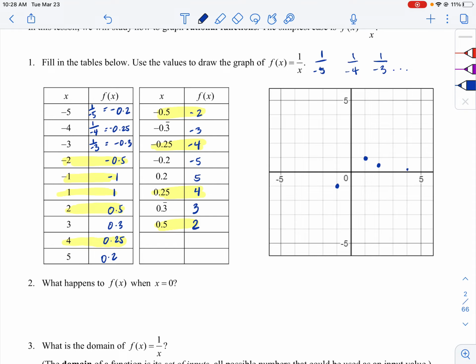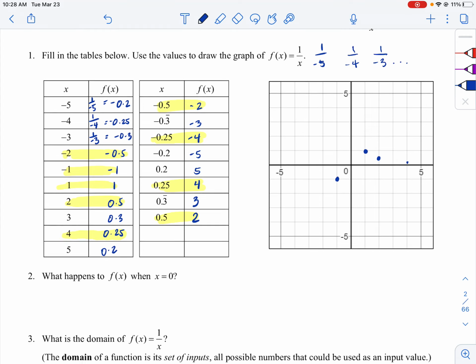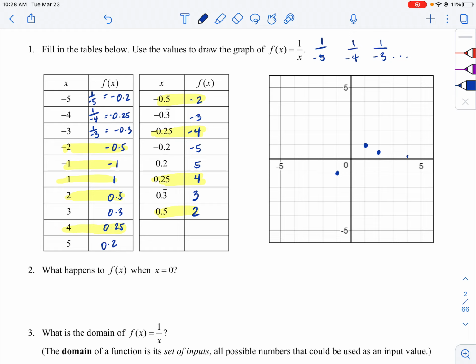And then on this side, what do we have? -2, comma -0.5. We have -4, comma -0.25, right over here. We have 0.25, comma 4, right in this corner. We have 0.5, comma 2, right over here.